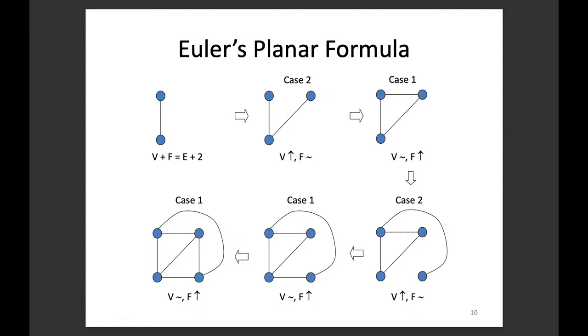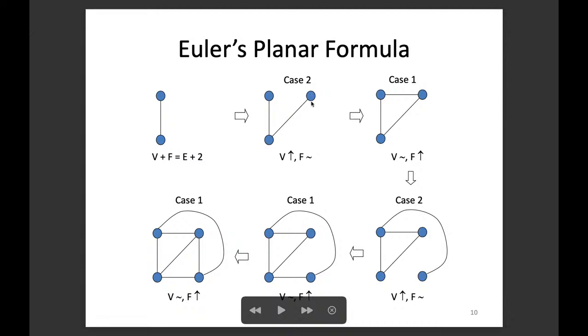But then for all the afterward steps, we can only have 2 cases that happen. One is that we add a new vertex, joining it by an edge to the original connected component. We call this case 2. We add a vertex by joining this vertex with an edge to some existing vertex. If this is the case, then the number of regions will not increase.